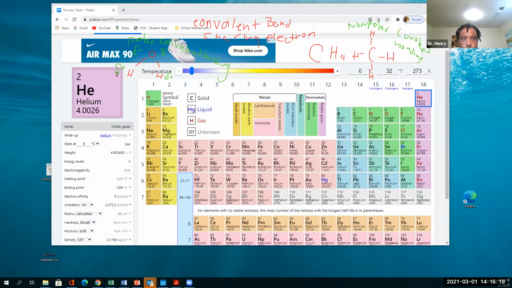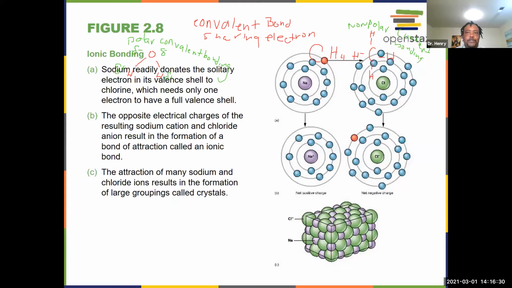So let me show you some more examples. You're like, man, I thought this was physiology. Why am I learning chemistry, right?